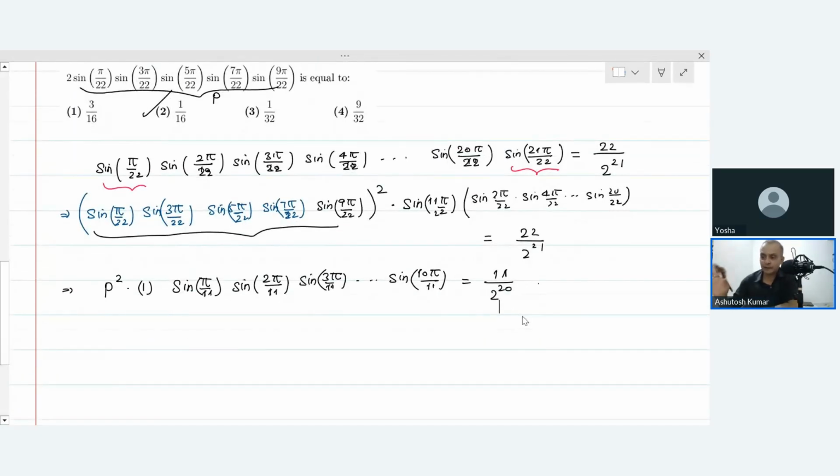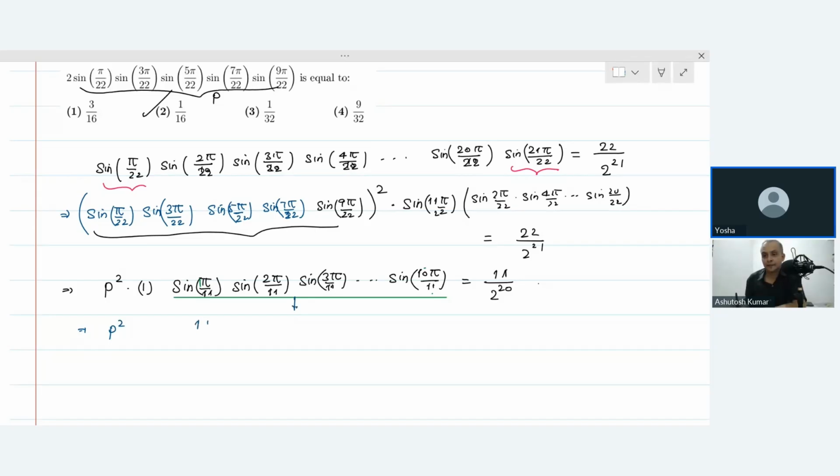Now, be very, very careful and observe this and tell me, what is this? It is a new piece of the same structured formula, because this is pi by 11 starting from 1 and ending at 10, and the denominator is 11. Yes or no? Yes, sir. So what can I write here? Tell me. 11 by 2 to the power 10. You see? And that is going to be 11 by 2 to the power 20.